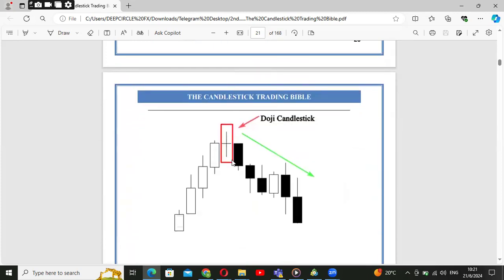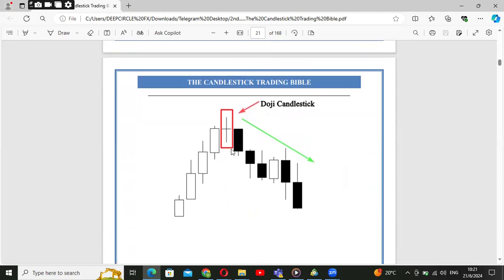So where do you usually find the Doji candlestick on the market? This is the Doji candlestick. You can see here the market was going upwards, then suddenly it produced a Doji candlestick. So for you to know that the market is now going a certain direction, it has to cross the lowest price of that Doji candlestick. Let's say it has crossed like this. This is now a sign that the market is now going downwards.